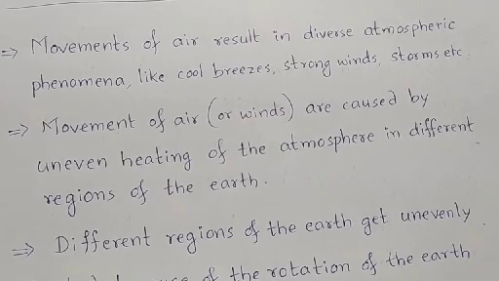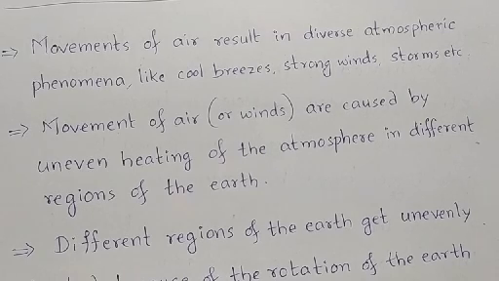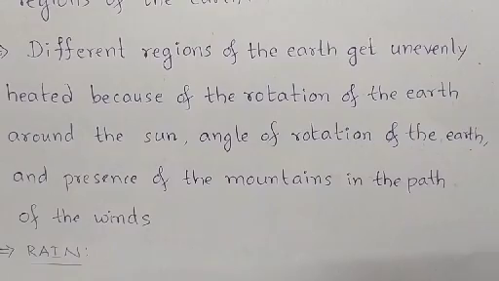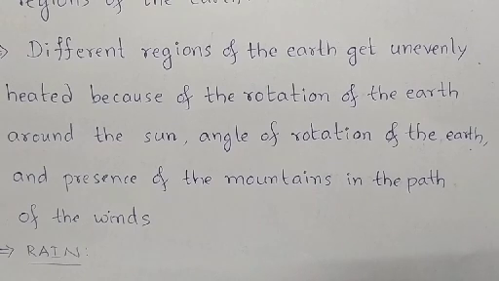Because of uneven heating, the air pressure will be different from one region to another region. So wherever the air is at more pressure, from that region to another region where there is less air pressure, the air will move. Thus, movements of air or winds are caused by uneven heating of the atmosphere in different regions of the earth. But why do different regions of the earth get unevenly heated? Why do they not get heated evenly?